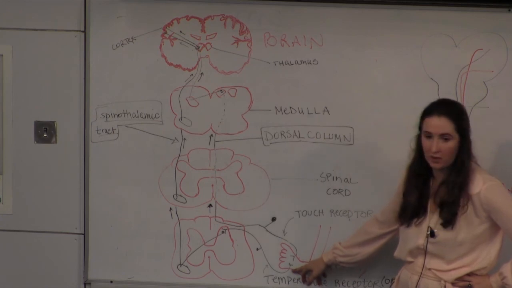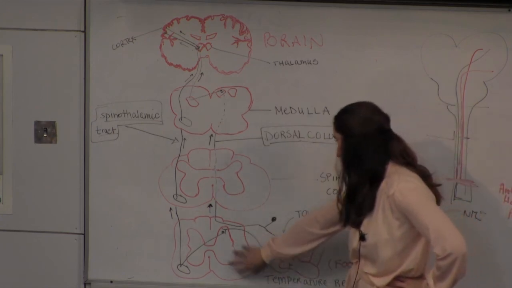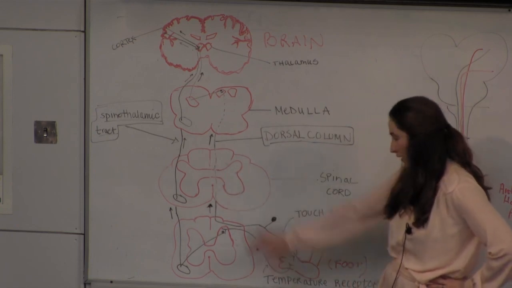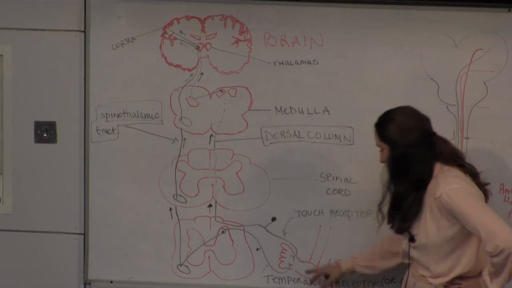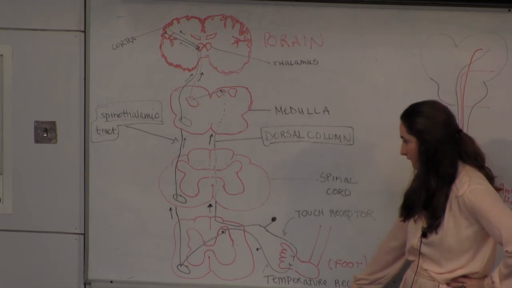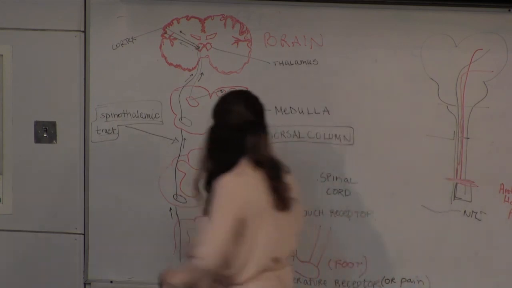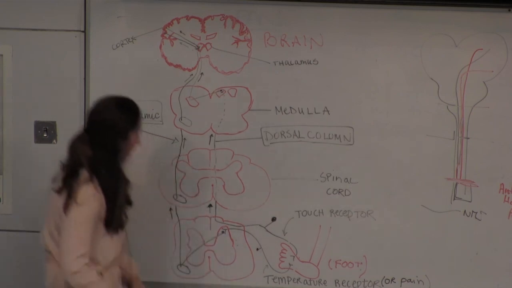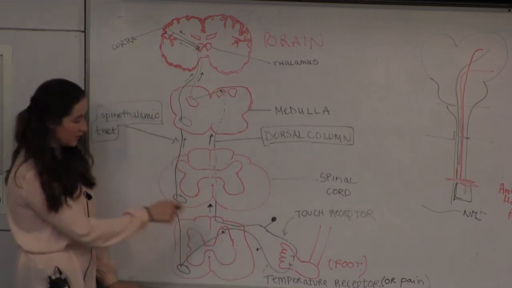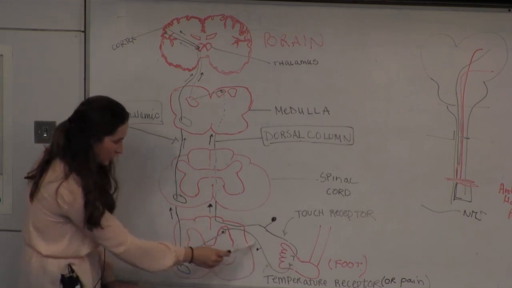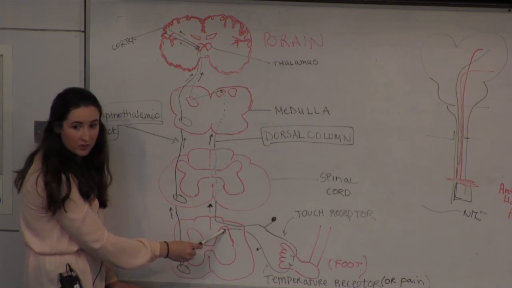And where have we had that transection? Is it down here, or is it up here? In the spinal cord, yeah. So the message is going to get broken where? The message is going to get broken in this part, isn't it? And so where is the message at that point? Is it on the same side of the foot, or is it on the other side? What has happened to the spinothalamic tract? Has it moved to the other side yet?